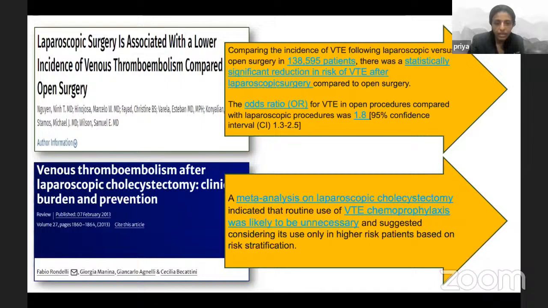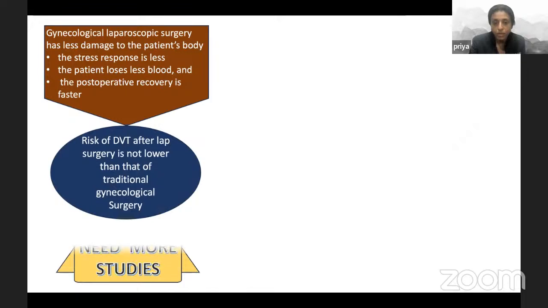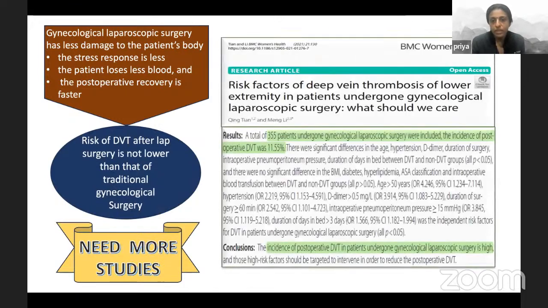Now, there's a meta-analysis on laparoscopic versus open, and they said that probably chemoprophylaxis for VTE is unnecessary for a lap chole compared to an open surgery, because we feel that gynec laparoscopic surgery means smaller incisions, less blood loss, faster recovery. So the patient is ambulatory faster. But we actually need more studies, and this is a very good article from the BMC, which said that in a series of 355 patients, post-op DVT was almost 11.55%.